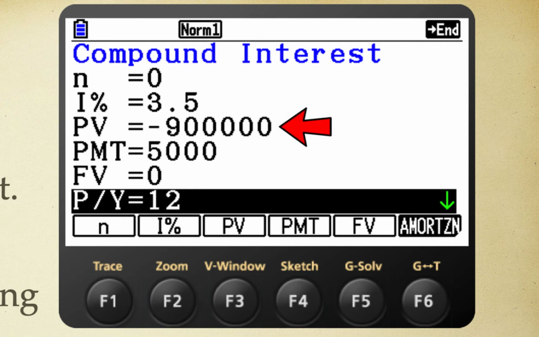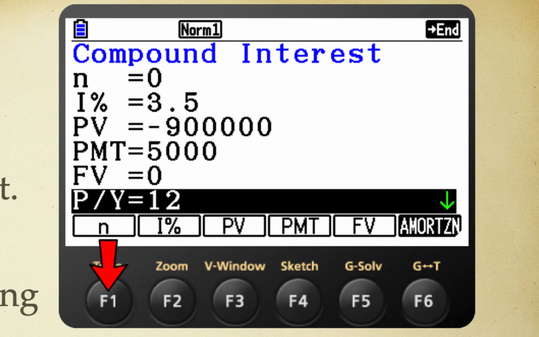I do know that the value is going to be, I'm putting that in as a negative because that is an amount that they are going to owe me. It's not an amount that I'm paying, it's an amount that I'm receiving. So that's going to be the opposite of paying. So that means I'm going to treat it like a negative 900,000. The payments are going to be 5,000 and the payments per year are going to be 12.